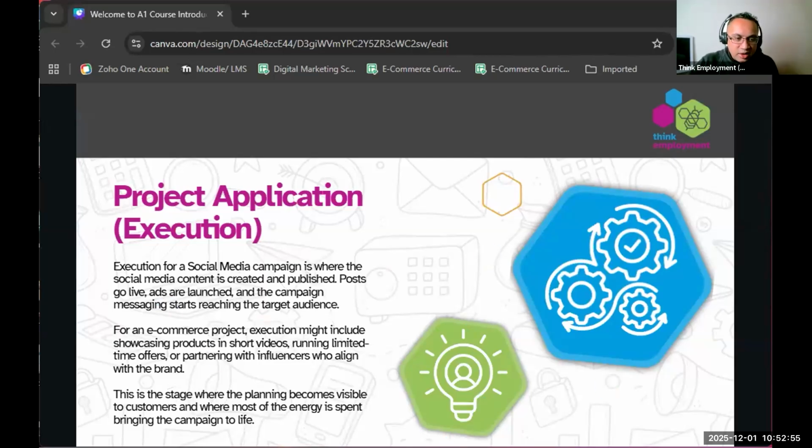So at this stage, the planning becomes visible to the customers. Everything that you've planned is now in front of the customers. If they're smart, if they've got some digital marketing background, they might actually clock on to how you're selling this. They go, oh, pretty smart, I know what you're doing here. But it's where the most energy is spent to bring that campaign to life. You planned it, you know how you're going to do it, now you're doing it, and this is where your energy is going.